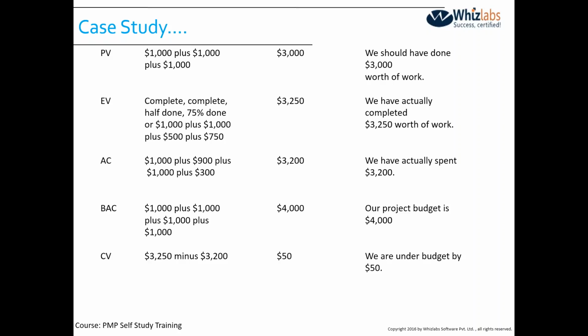You can also look at why, because once again, when I'm saying 3,250 minus 3,200, if you look at the earned value at the end of day 3, we should have done $3,000 worth of work, but we ended up doing 3,250 worth of work. That means we are going ahead. We are progressing very well. And in order to do this work, which is $3,250 worth of work, we had to spend $3,200. We spent less money, and that is the reason we are under budget. We are doing very good on the cost front.